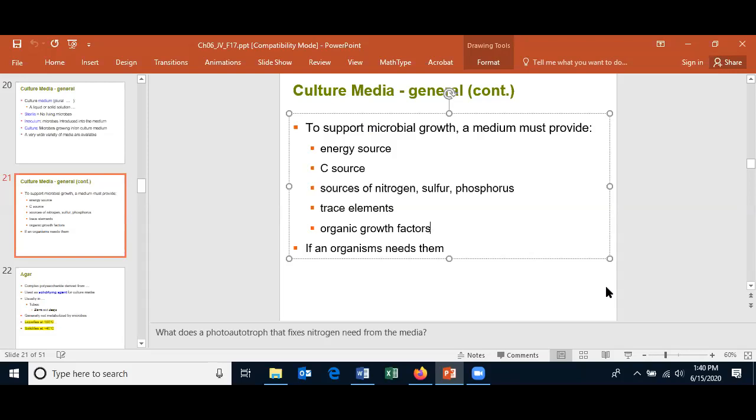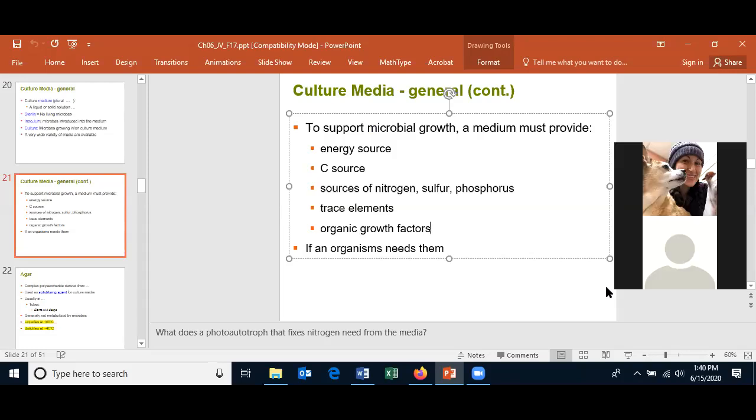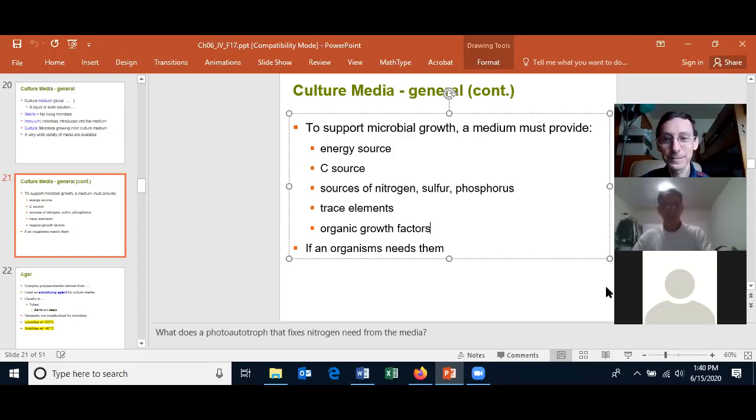Come on, somebody's got to guess. You have to put in nitrogen, wouldn't you? No, because those organisms can fix nitrogen from the air. So nitrogen doesn't need to be in the media. Okay, but that's a good guess. At least you guessed, nobody else did.